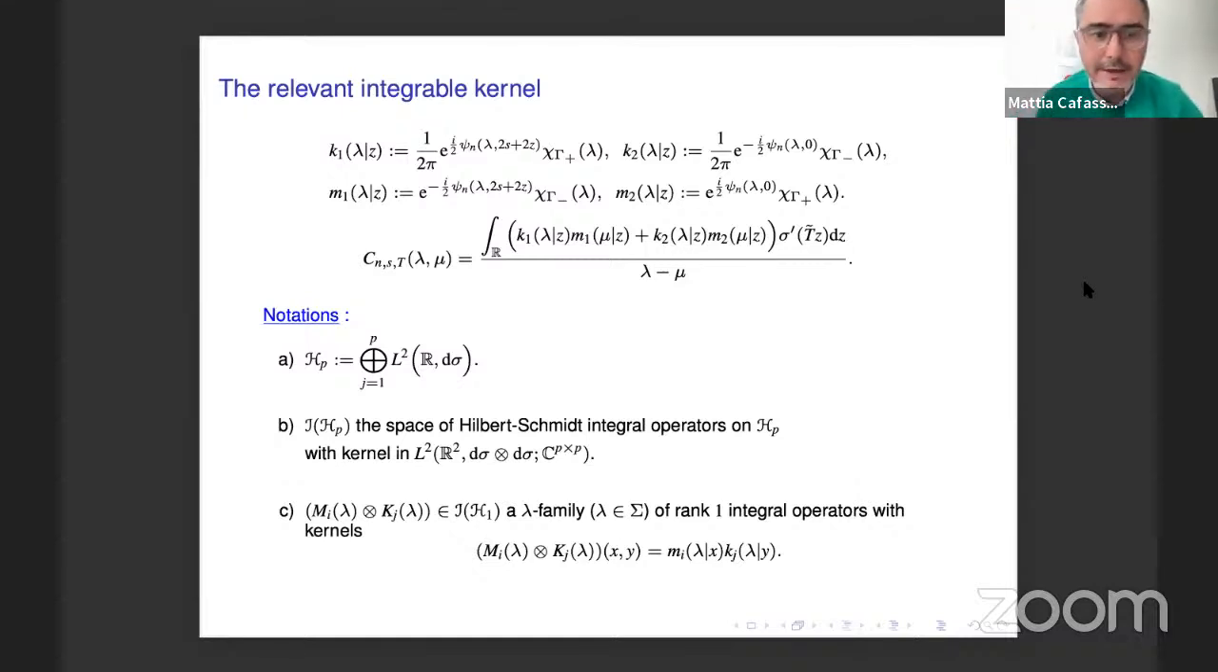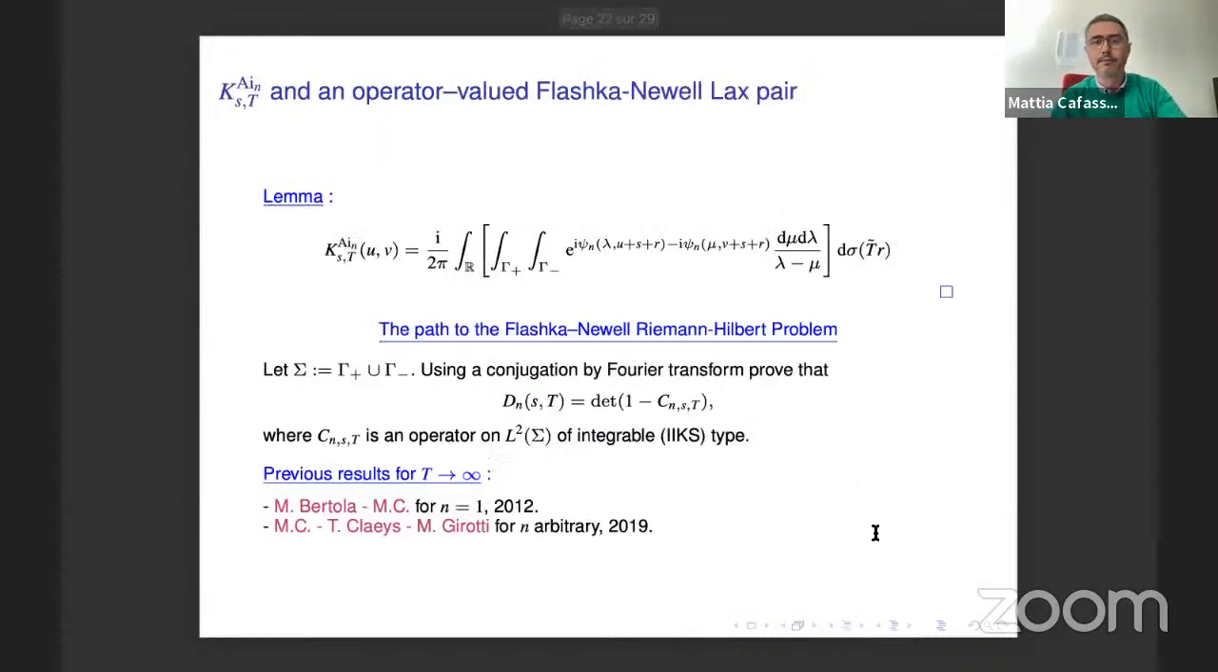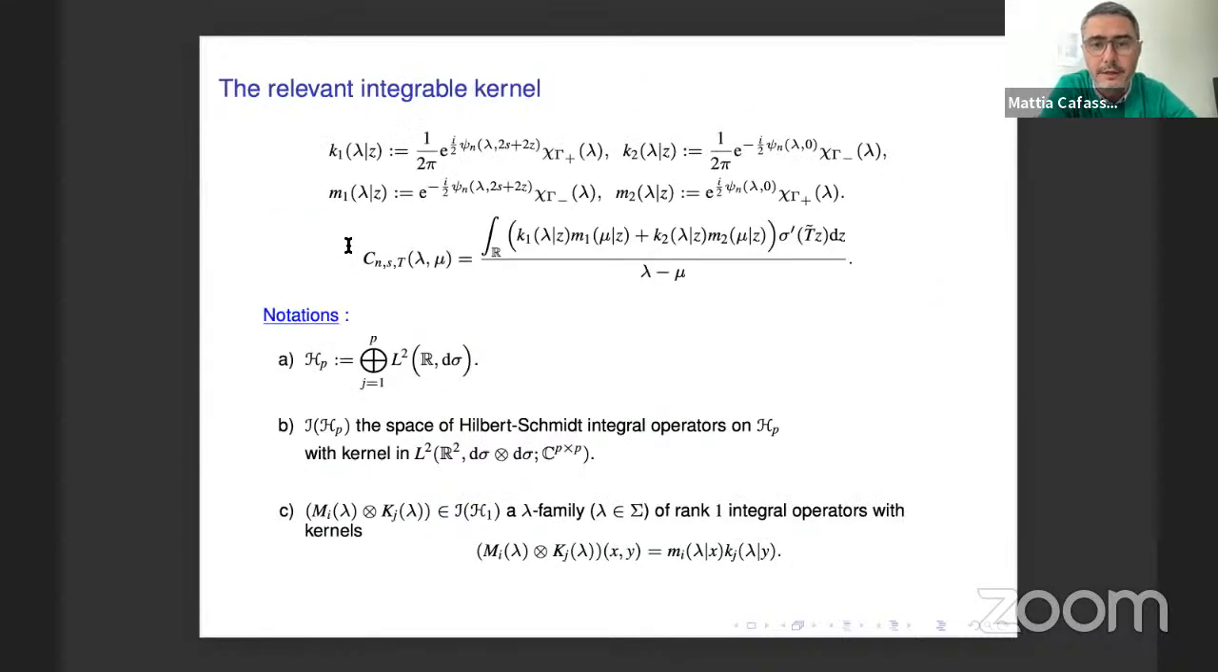So I can describe a little bit this operator that we have here. The operator that we have here is written in this way. So you see this has the shape of an infinite-dimensional integrable kernel because you have an integral against R, okay? And this R is associated to the variable z that we integrate against sigma prime, okay?